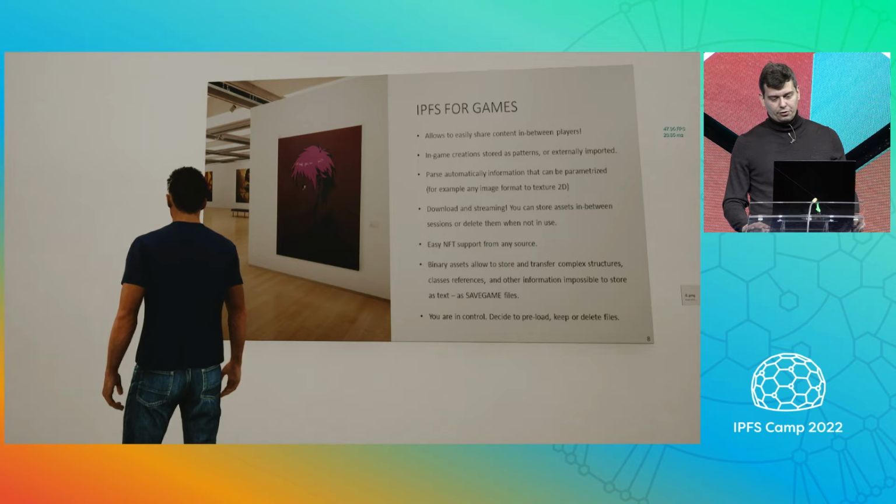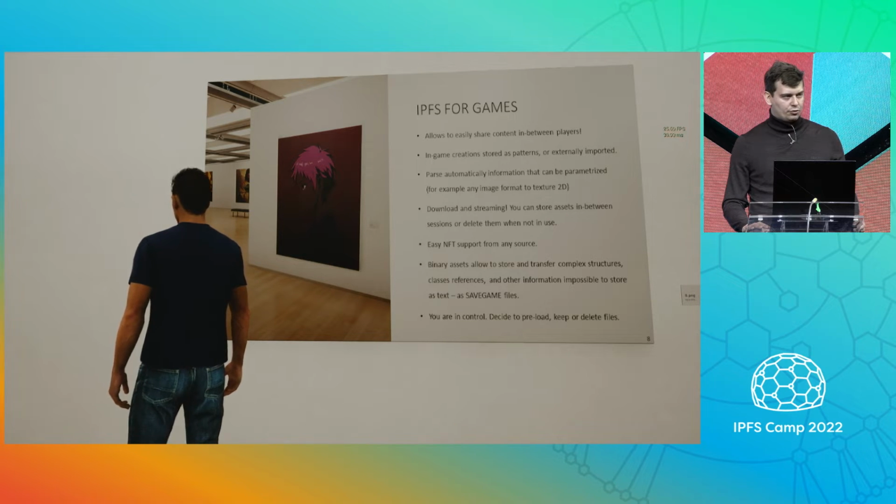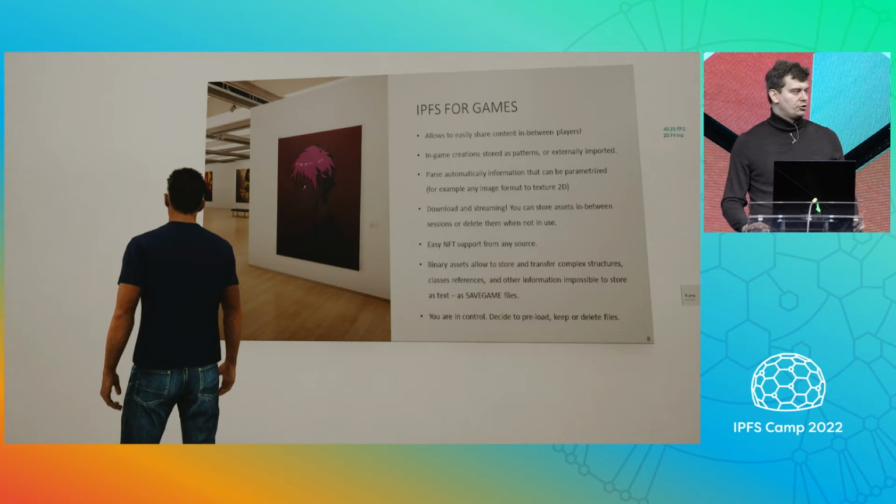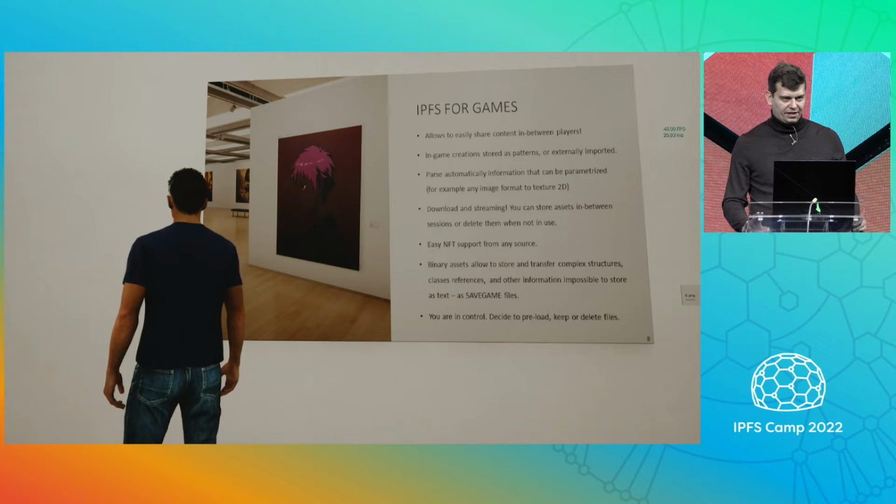You can also distribute images, and you can stream them and parse them into 2D texture directly through IPFS, which means that you can use render targets to literally draw anything inside the game, then store it as a texture and share it with other users.